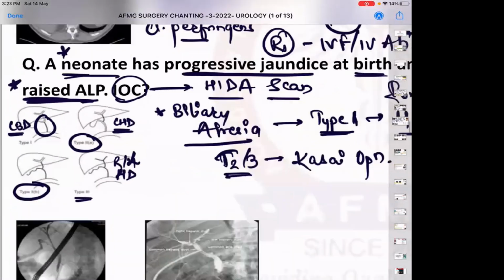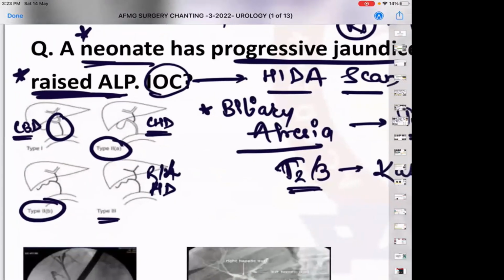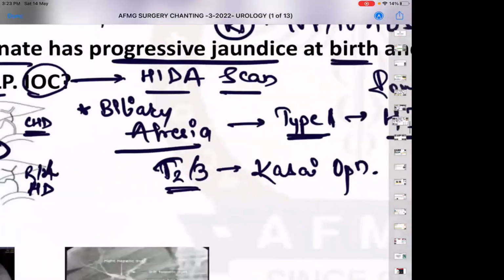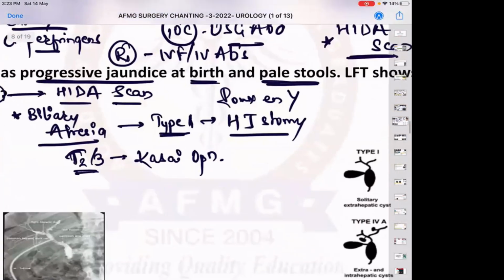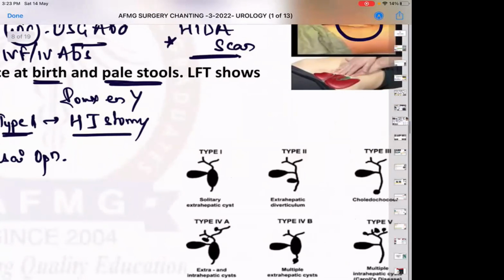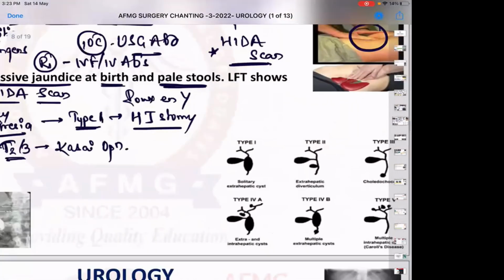So if the CBD is not formed, you can pull up the jejunum and just attach it to the right and left hepatic ducts. No issues with this. Remember, important: type 1 biliary atresia, hepatico-jejunostomy. Type 2 and 3 biliary atresia, Kasai operation or Kasai procedure.